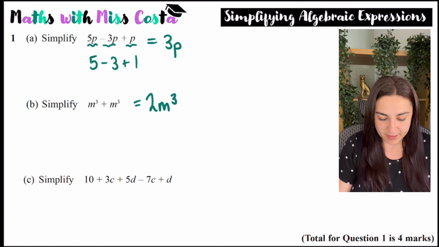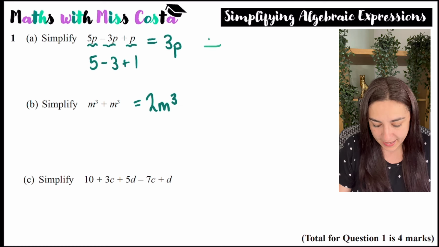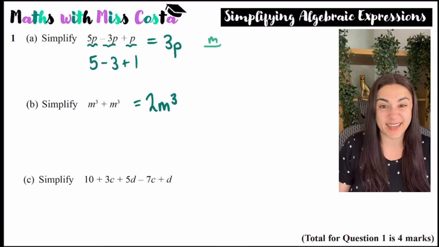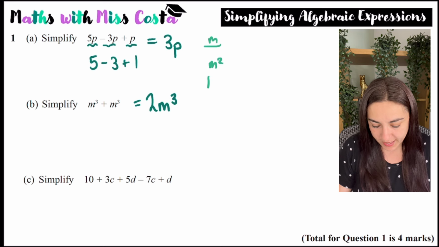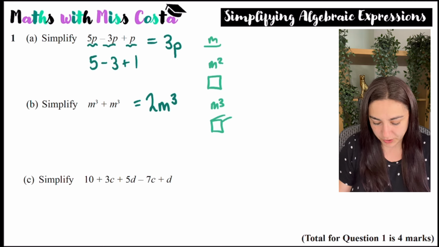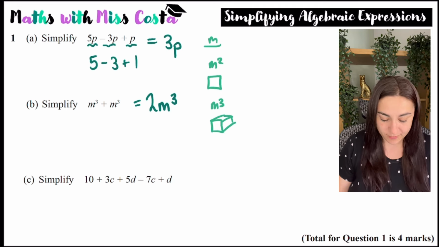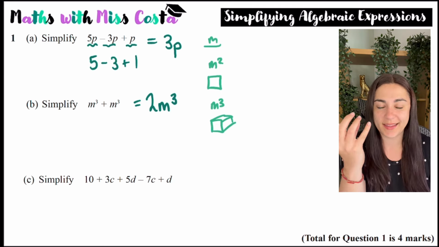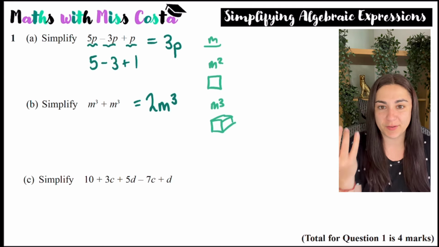But if we think about it, m would just be a length, so any old length. M squared would be an area, and m cubed would be a volume. So if I've got 2 lots of m cubed, I've got 2 lots of cubes that have a length of m. So that's why it's 2m cubed. Sometimes it helps if you draw them out as lengths and cubes if you have multiple powers.